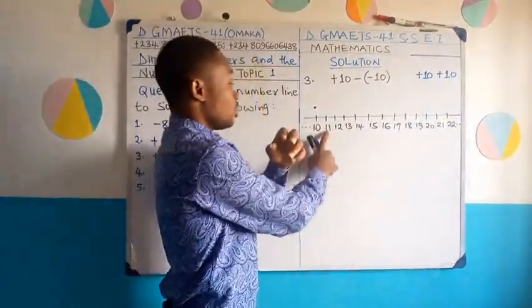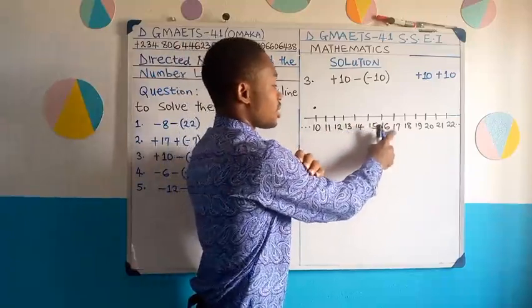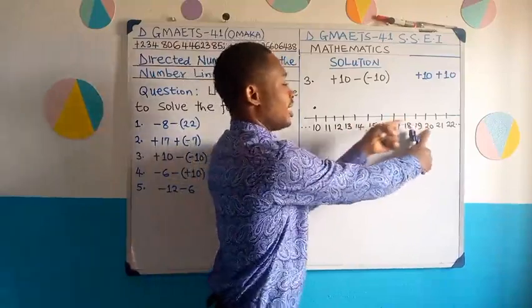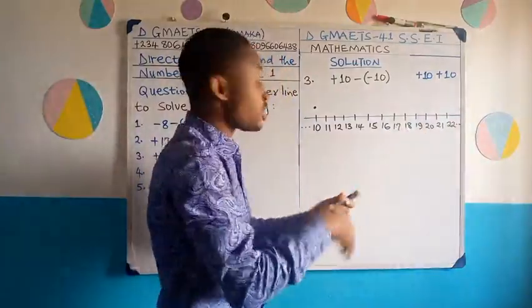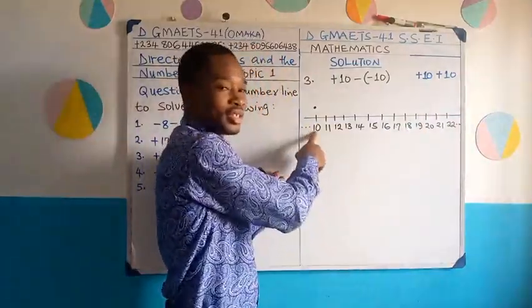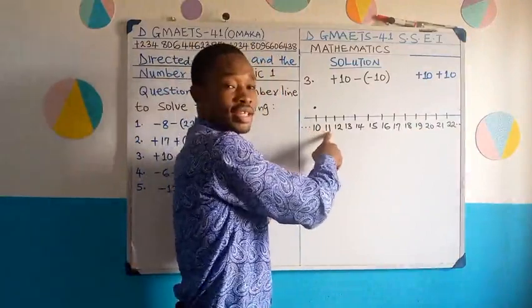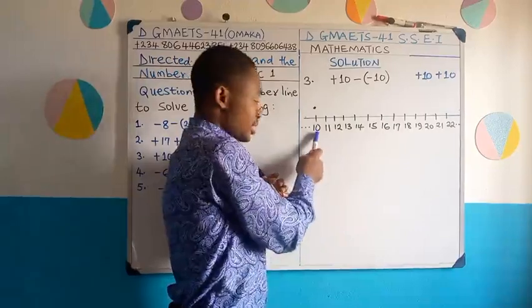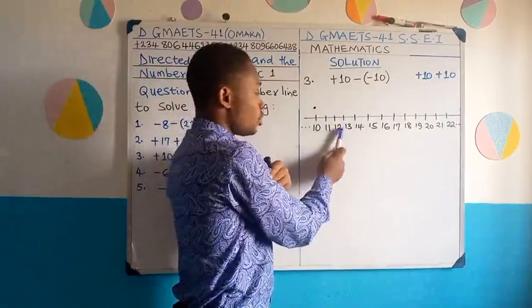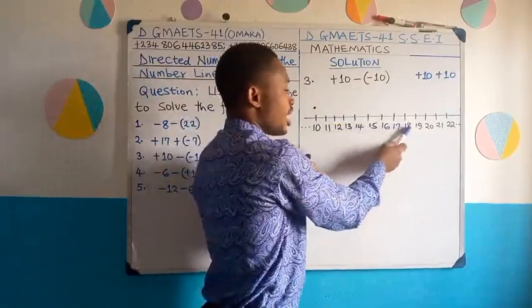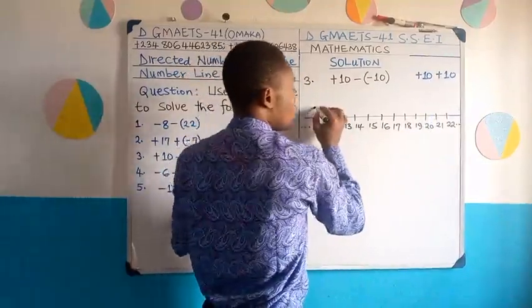As you're counting 10 times: 1, 2, 3, 4, 5, 6, 7, 8, 9, 10. It landed us on 20. Remember, you are not meant to count this 10. This is the starting point, so your 1 will start from the next number. Let's do that again. Starting point. We are moving 10 times to the right: 1, 2, 3, 4, 5, 6, 7, 8, 9, 10. So the number line will actually go this way.